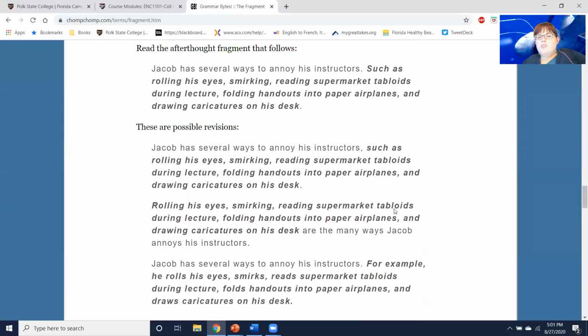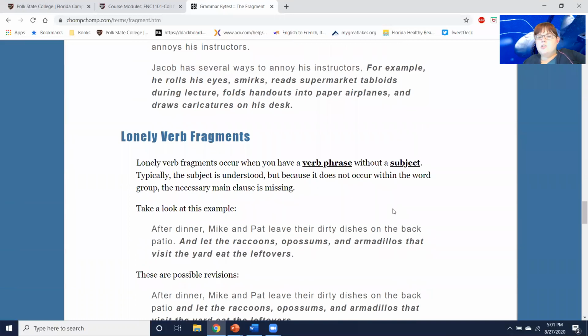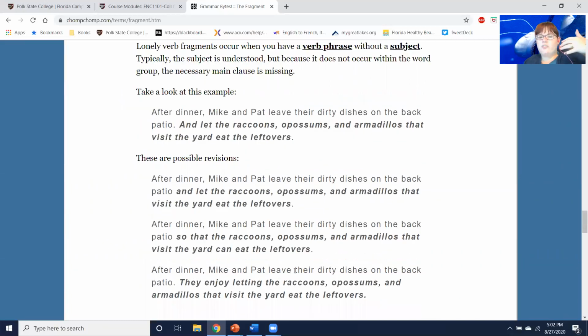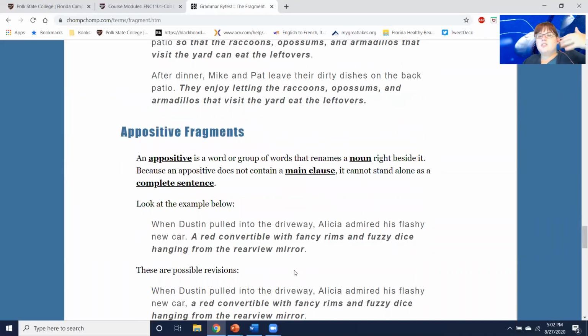Like I said, those afterthought fragments can really cause it. Lonely verbs. A lot of times if we have and, let the raccoons, possums, and armadillos that visit the yard eat the leftovers. In this case, it's by itself. Yes, there's a subject. Yes, there's a verb. Yes, there's an idea, but it's not complete without that first sentence. So it's better to connect them together and say, after dinner, Mike and Pat leave their dirty dishes on the back patio and let the raccoons, possums, and armadillos that visit the yard eat the leftovers. One other case is an appositive phrase. So a red convertible with fancy rims and fuzzy dice hanging from the rearview mirror.